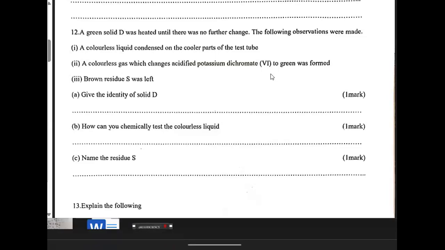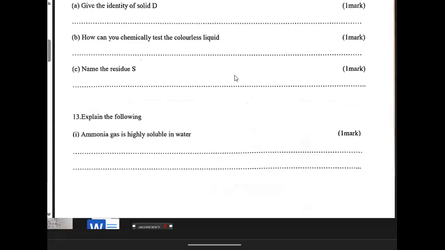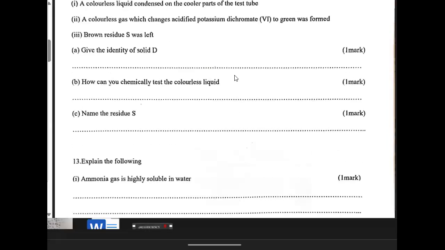The residue S is iron 3 oxide. Residue S is iron 3 oxide, because I have said iron 2 sulfate decomposes to give iron 3 oxide, SO2 and SO3. So S is iron 3 oxide.